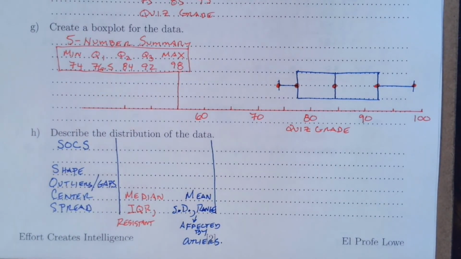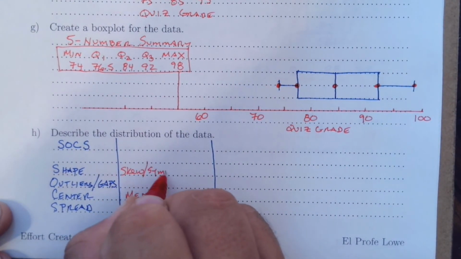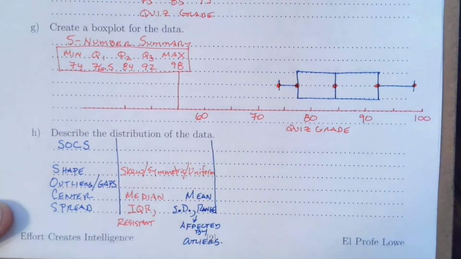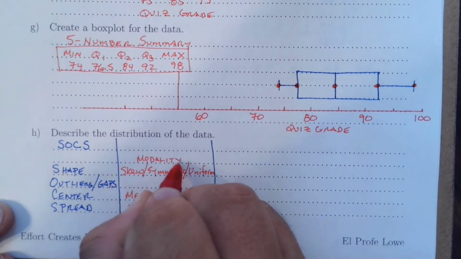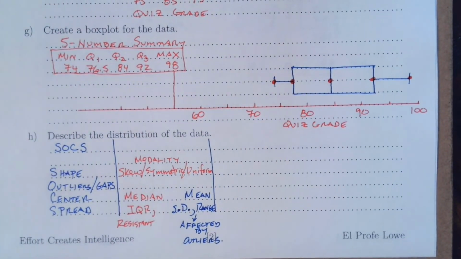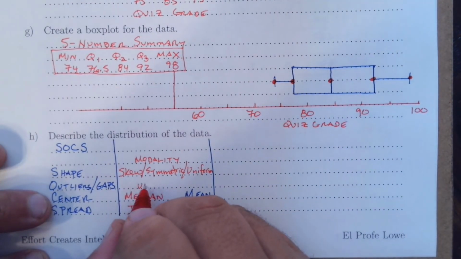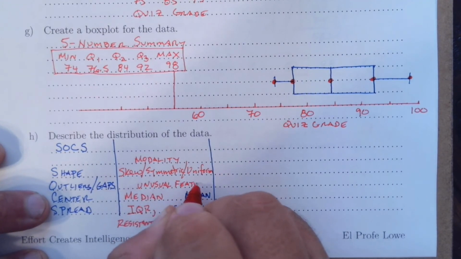And the shape: the different things that we can talk about are whether we are skewed, symmetric, or uniform. We could also discuss whether we are bimodal or multimodal. We could discuss the modality. And for the outliers and the gaps, really what we're looking at is that we're discussing any unusual features.